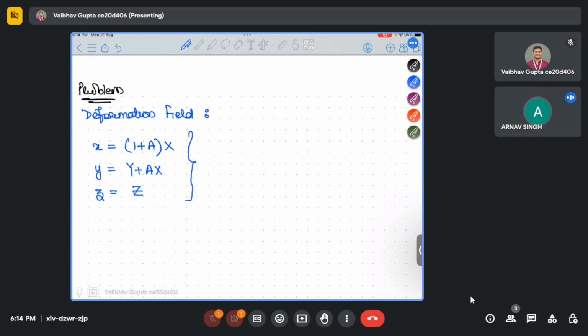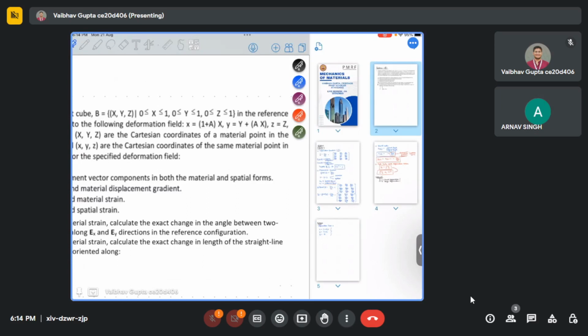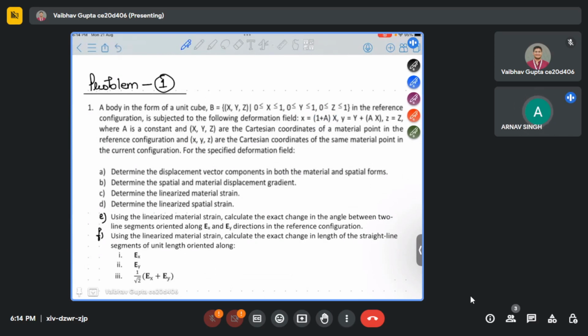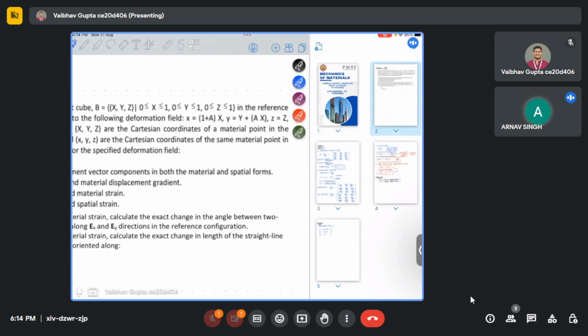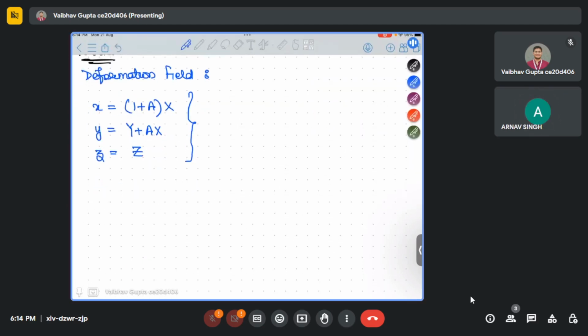And what have they asked? Determine the displacement vector components in both forms, material and spatial. Can you calculate? I will also calculate with you, so we'll check the answer then. They are asking first U capital X, which as per the formula is small x minus capital X.